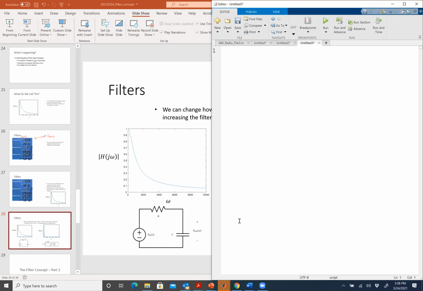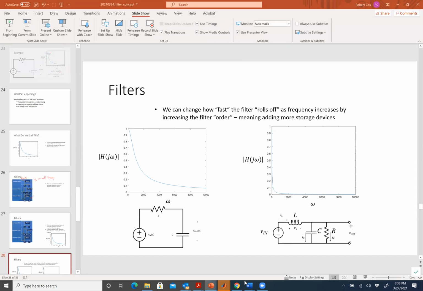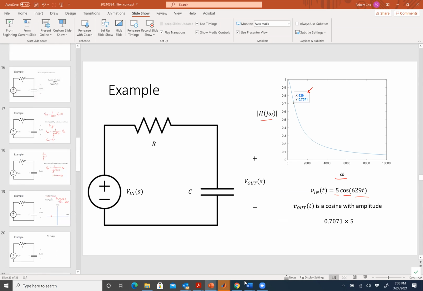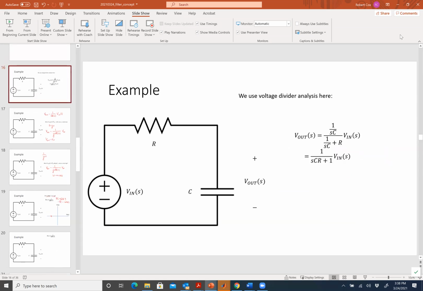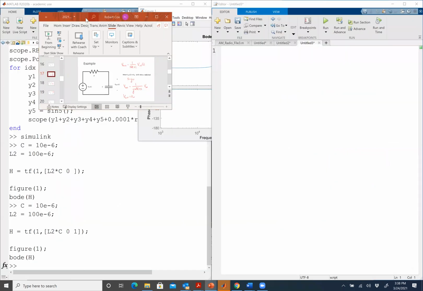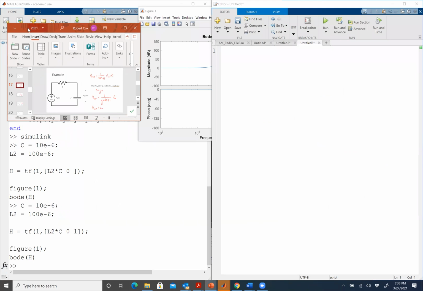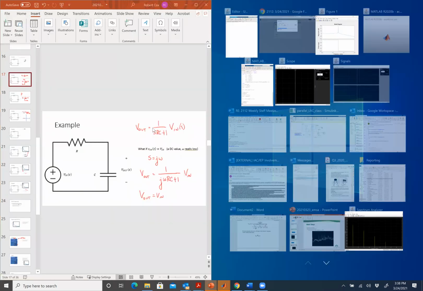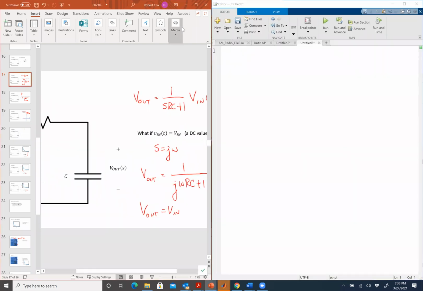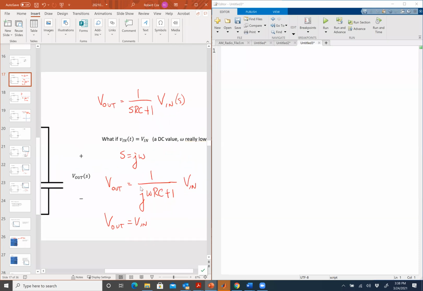So the RC circuit that I had there, let me pull up that slide in particular. All right. So I had this guy right here. So my H of S, this guy is my transfer function right there. All right.